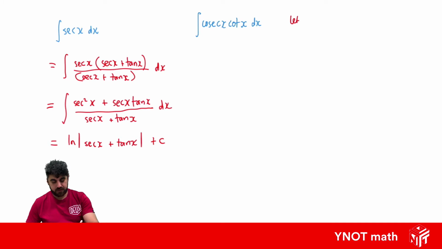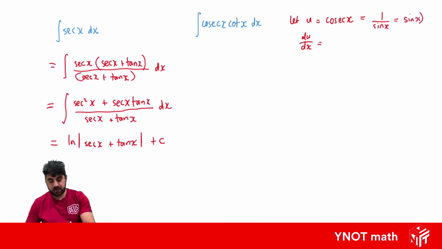And if you get this, you want to let u equal to cosec x. So let's go ahead and muck around now. So we can find du dx. We might not know the derivative of cosec straight away, so we can rewrite it as 1 over sine x. And we can rewrite that as sine x to the minus 1.